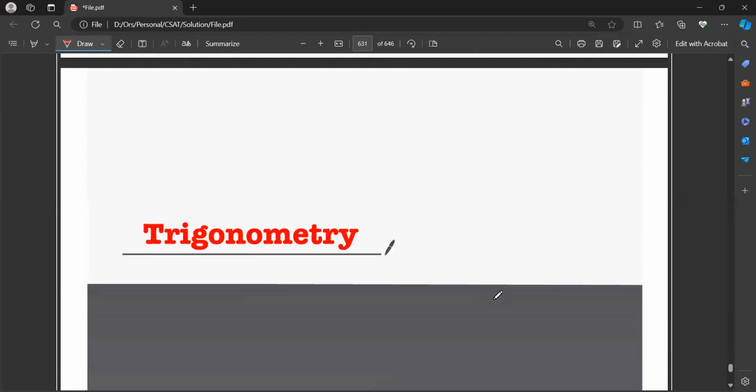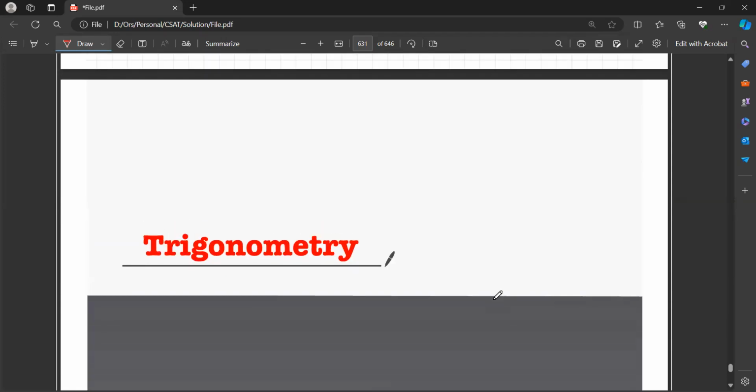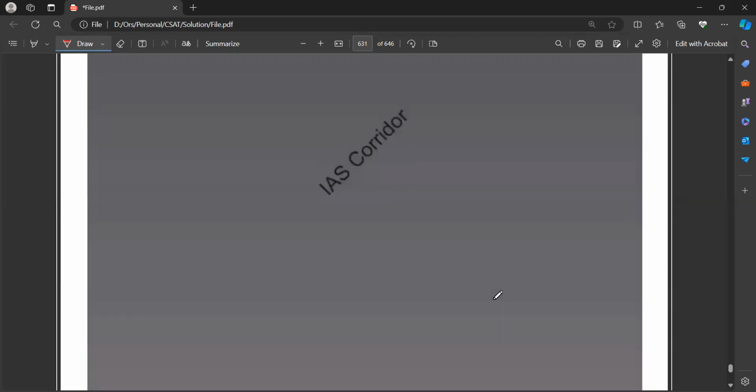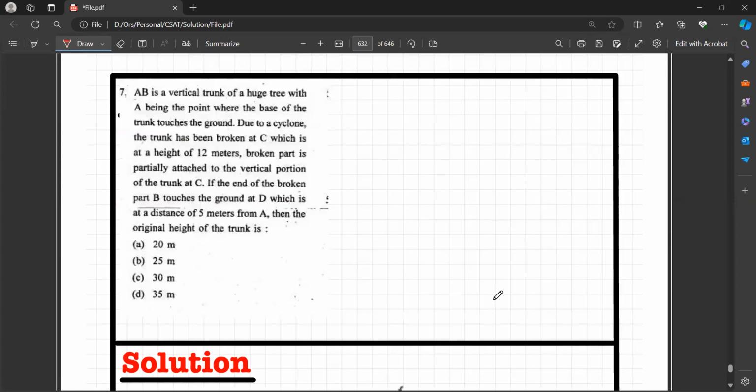So we have completed banking. Let us go to the next topic, that is trigonometry. In trigonometry, this is question number 1.